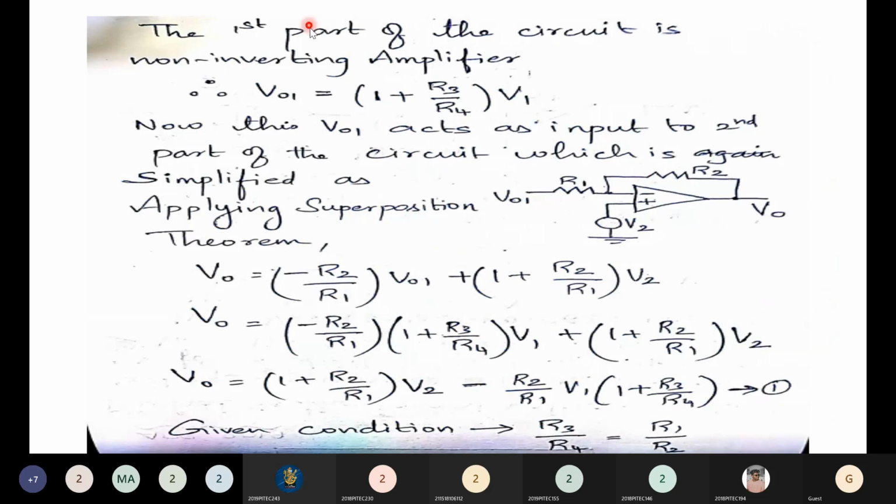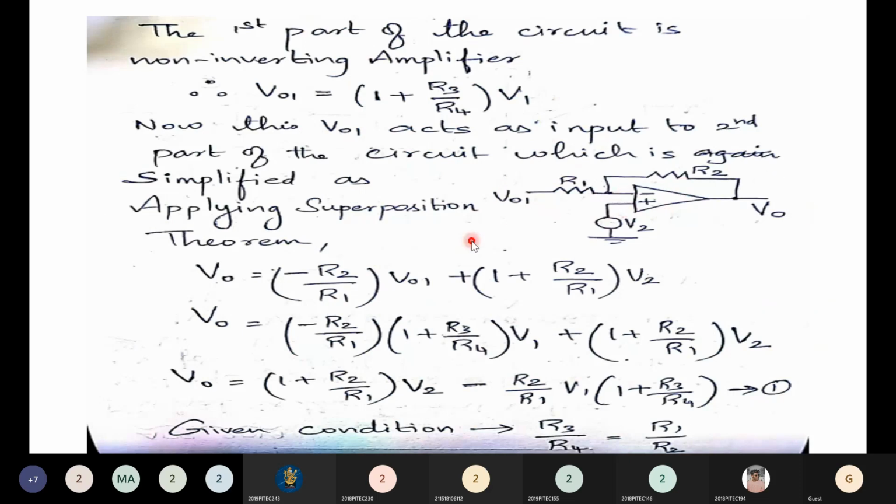See, the first part is a non-inverting amplifier, and therefore output is 1 plus R3 by R4 times the input. Now this will act as the input to the second part of the circuit. After finding V01, I'm simplifying the circuit like this. You have an input here as well as an input here. Since you have two inputs, you have to consider one input at a time. By applying the superposition theorem, consider V01 and find the output. Consider V2 alone and find the output.